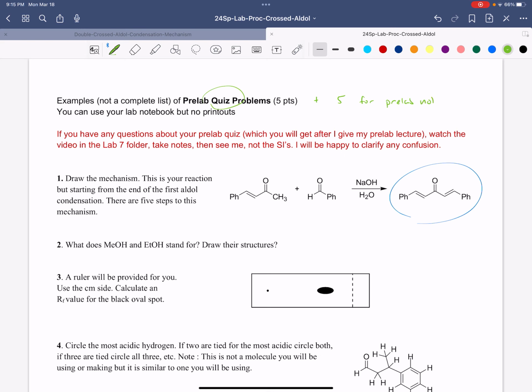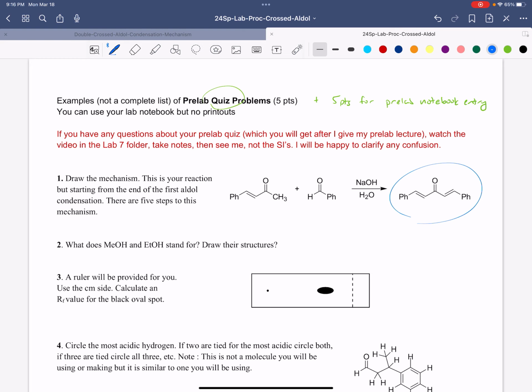pre-lab notebook. This is the first time that we have a pre-lab quiz, so I do want to give you a couple of hints on what might be on it. Obviously, not all of these questions will be on it because it'll be a pretty short quiz, but you need to know how to draw the mechanism. That's pretty standard. You should know how to draw the mechanism for any reaction that you do in the lab.